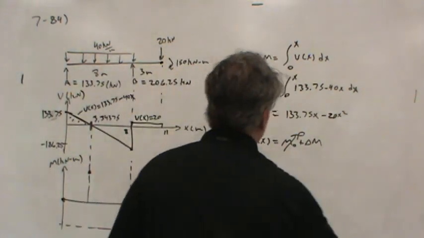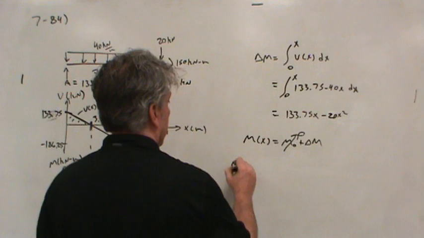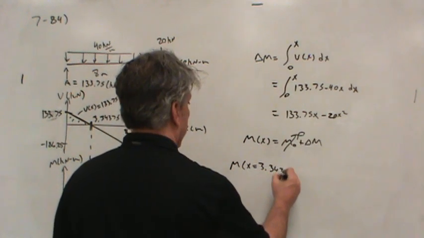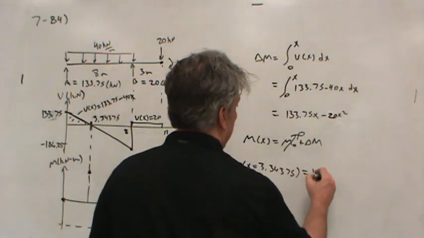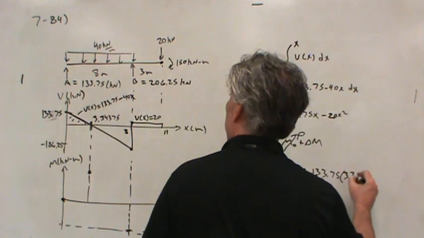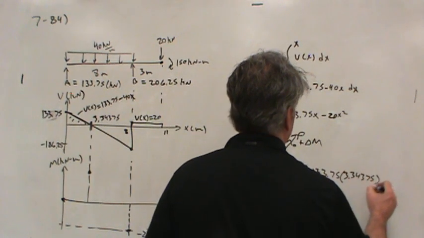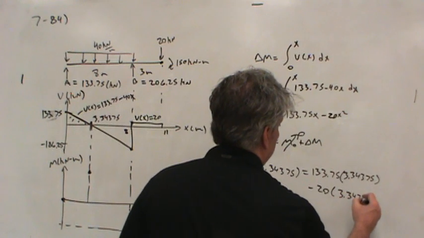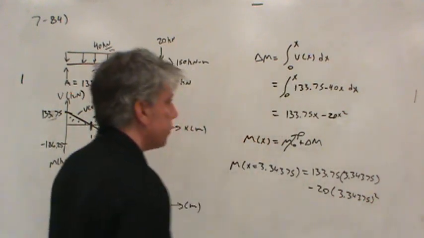So now we can use that x value in our equation, which is evaluate the moment at x equal to 3.34375, and it would be 133.75 times 3.34375, run out of space, so minus 20 times 3.34375, quantity squared.